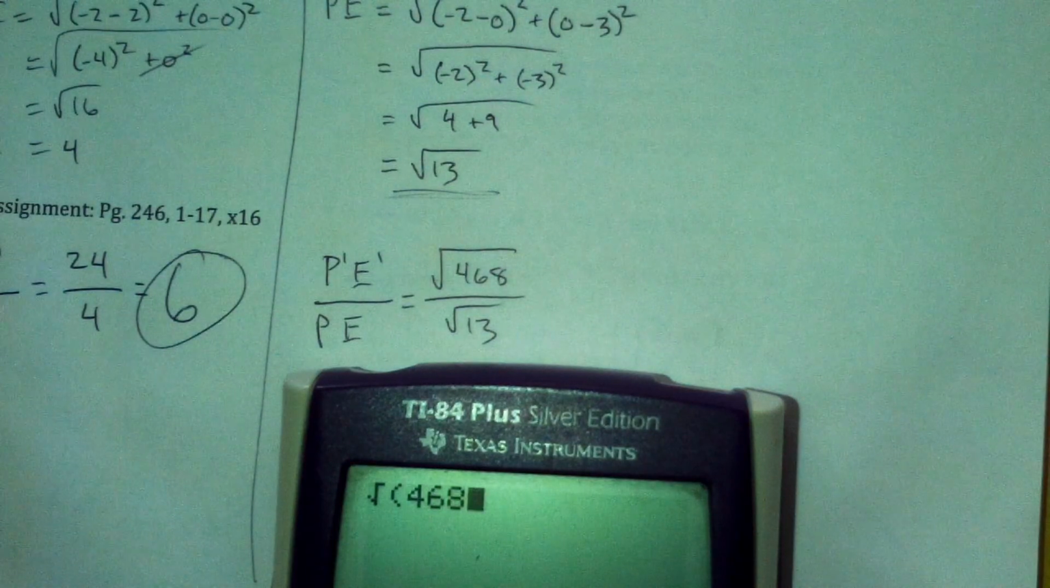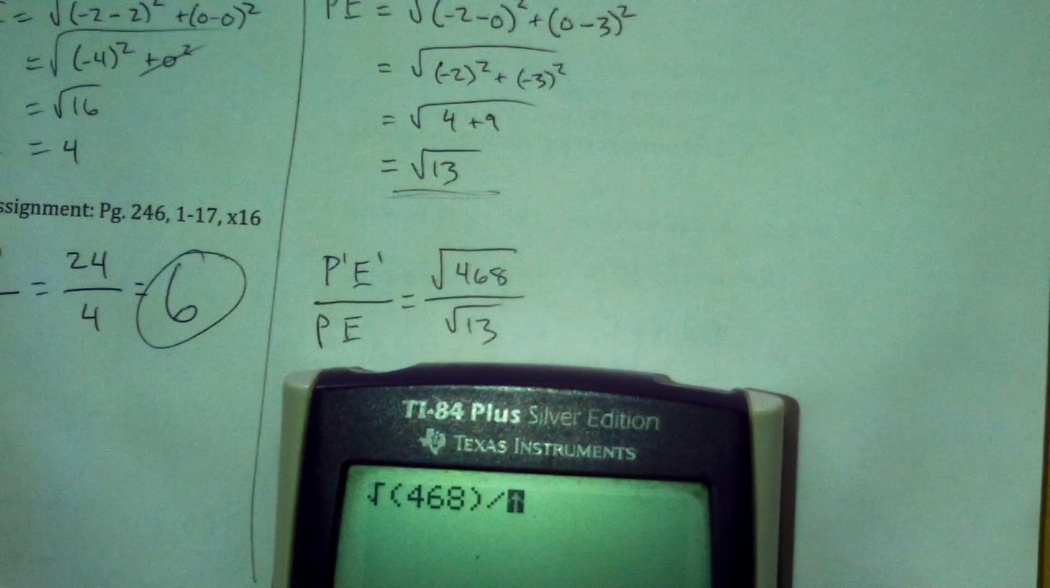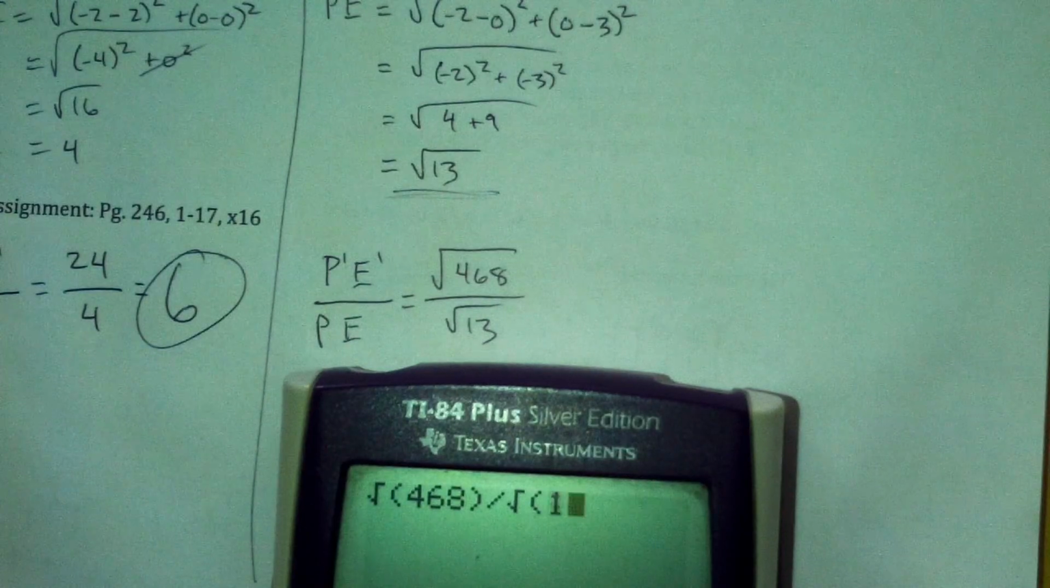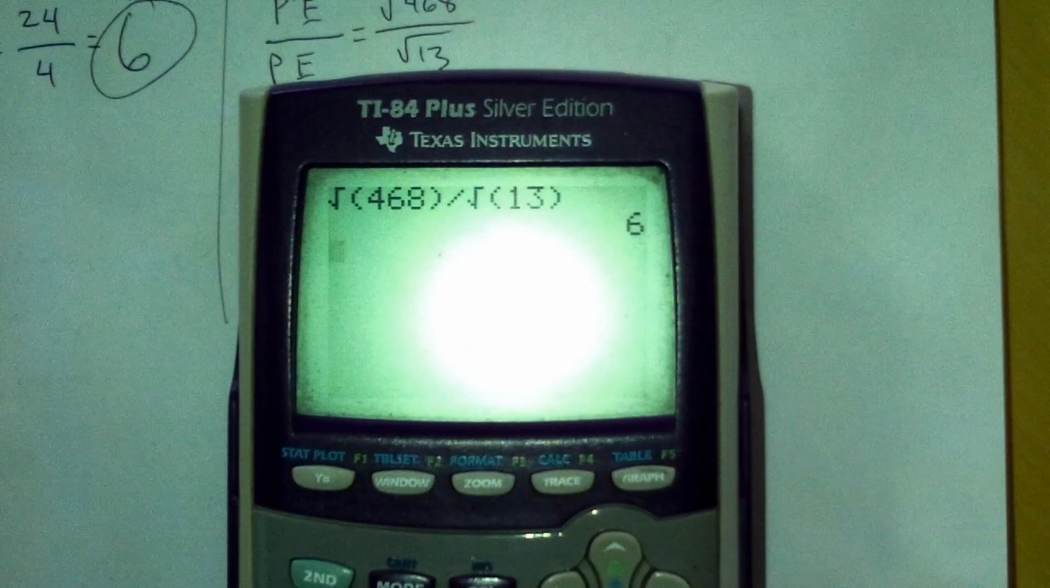Okay, so that's it. You've got the rest of the time to work on that book page assignment there, page 246, 1 to 17, but skip number 16. Okay?